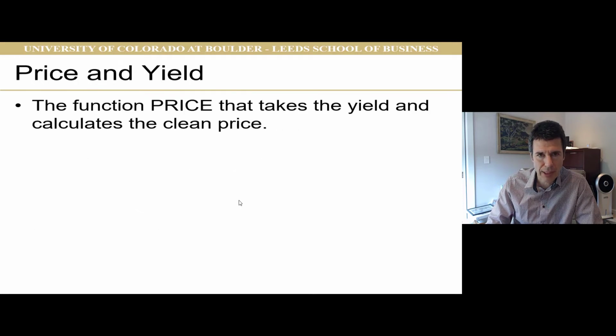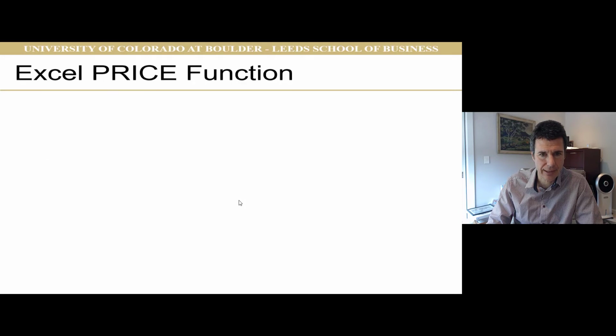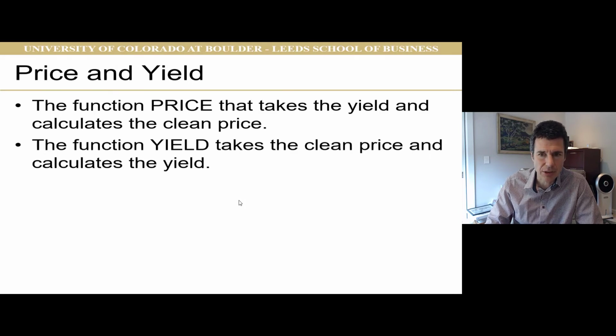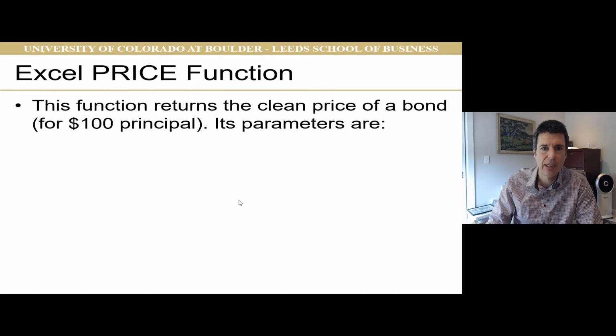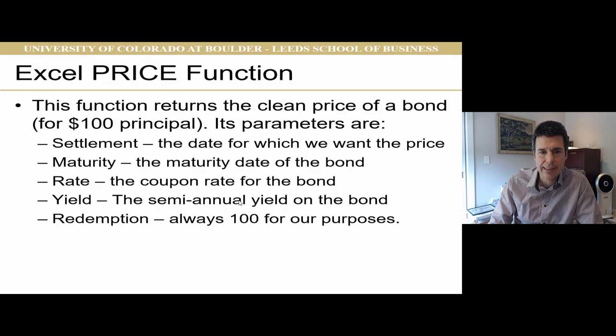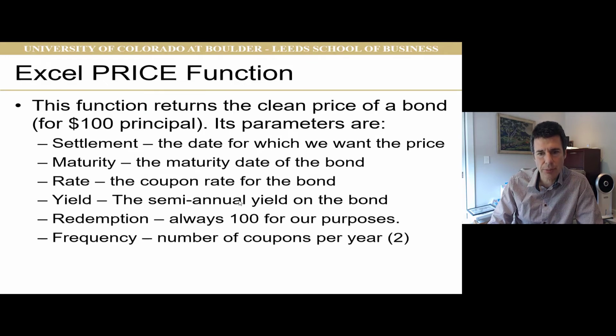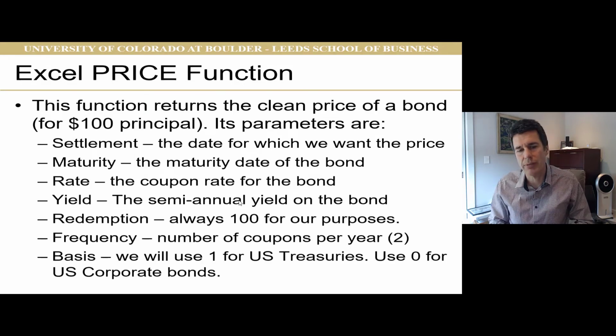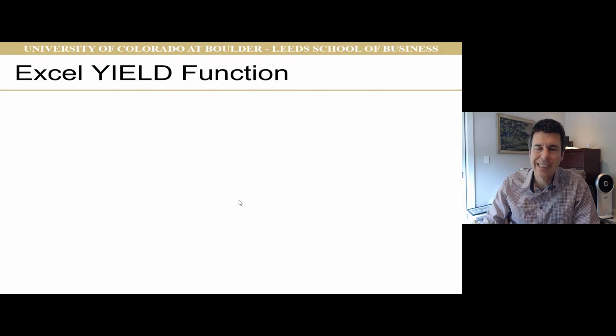So the function price in Excel takes a yield and calculates the clean price. The function yield takes the clean price and calculates the yield. So we have clean price to yield and yield to clean price functions. The price function returns the clean price of the bond for $100 of principal as usual. Parameters are settlement, maturity, rate, yield, redemption, which we're always going to use 100, frequency, which is always going to be 2, and basis, which will be 1 for U.S. Treasuries.